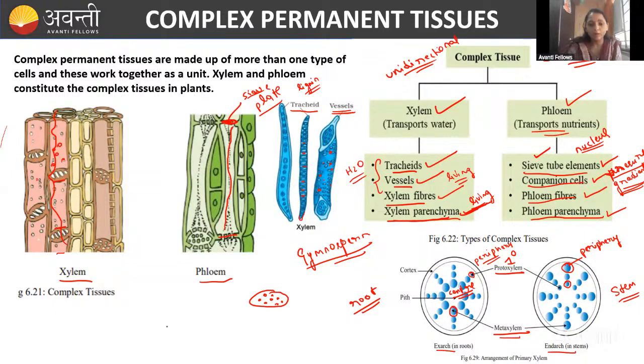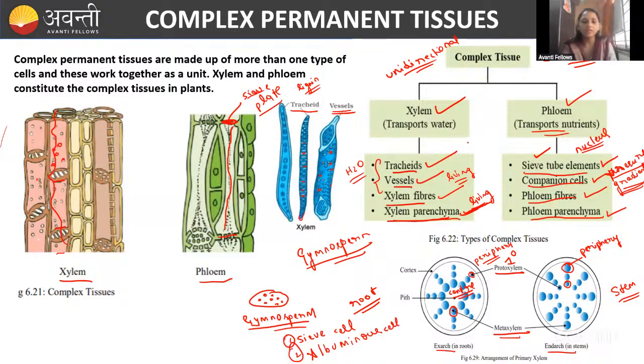Okay. And one more important thing you have to remember, guys. In the gymnosperms, they don't have the sieve tube. In the gymnosperms, they have the sieve cell instead of the sieve tube. And the companion cell is not there. Instead of the companion cell, the albuminous cell is there in the phloem in gymnosperms. Remember this, it is important.